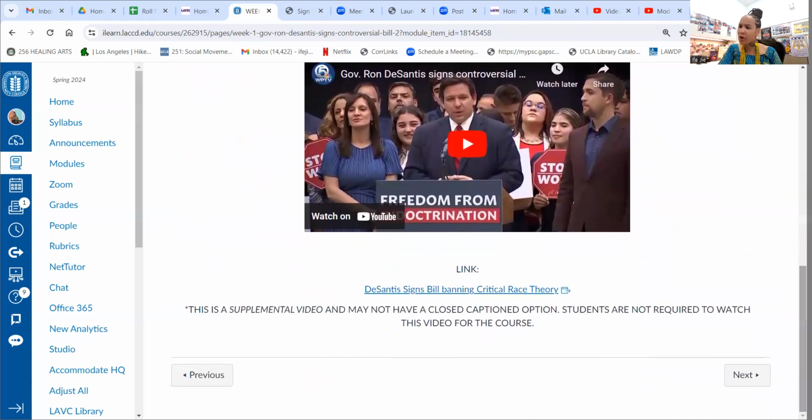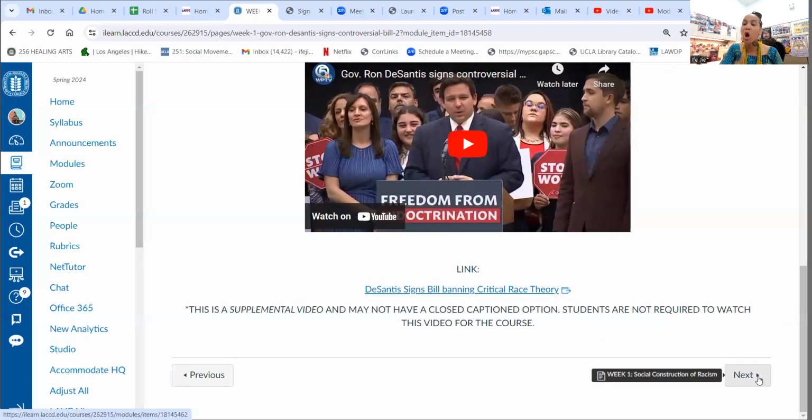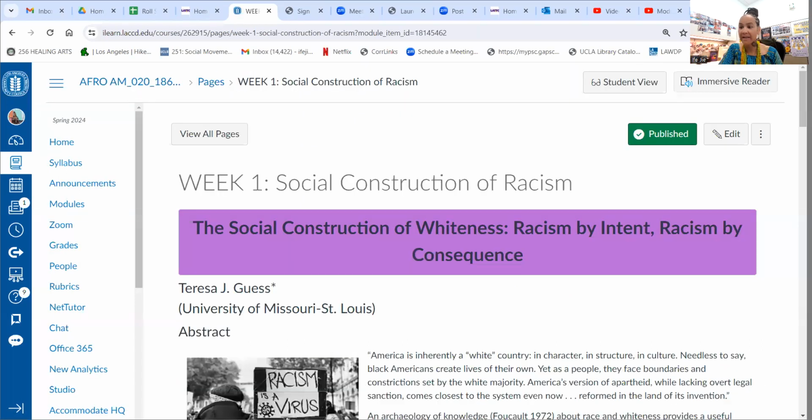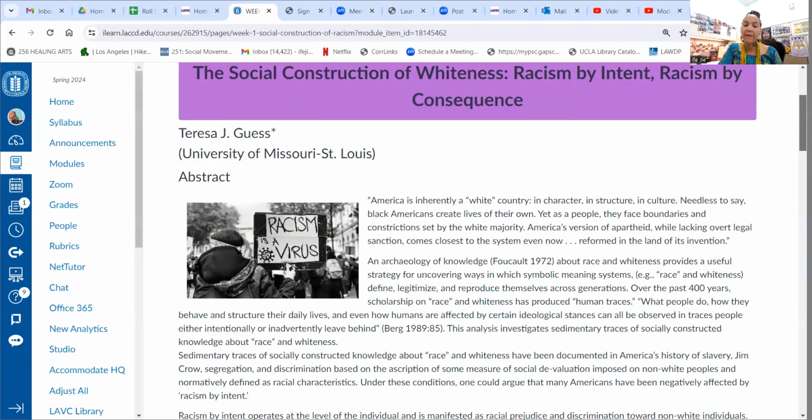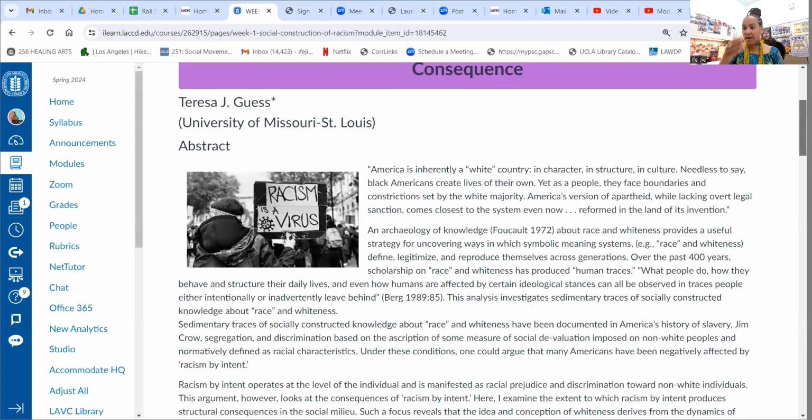And so, although you may agree or disagree with Ron DeSantis, I just wanted you to know that this is the type of current conversation that we're having about ethnic studies and Black studies. In addition to that, we are now going to pivot and explore some of the key terms just a little bit more.